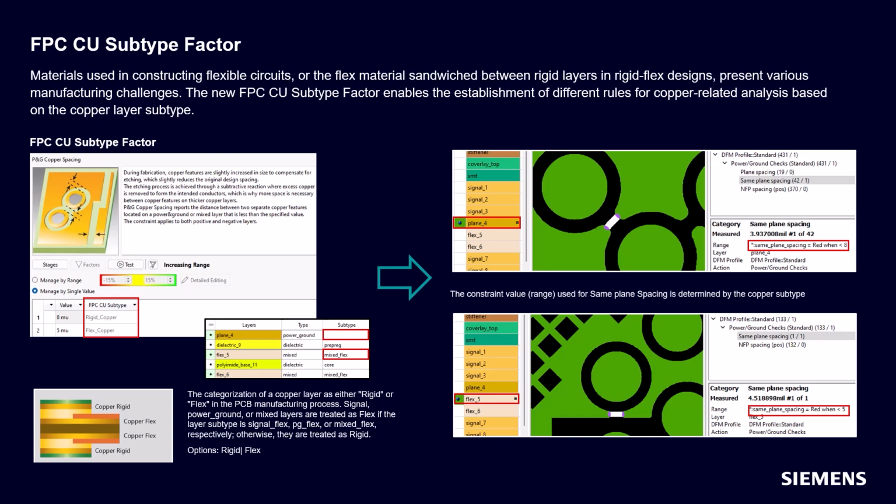In the example, when this factor is used for the same plane spacing constraint, there can be different values depending on whether the copper type is rigid or flex. So that's a quick look at the new enhancements for the rigid flex checks that were added for 2504.